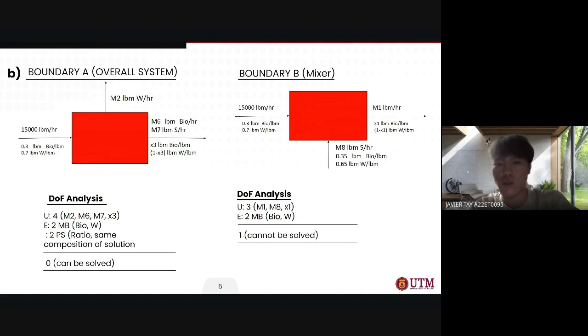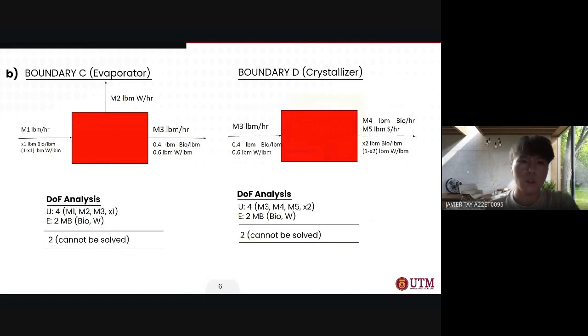So next we move to boundary B. There are 3 unknowns, M1, M8, and X1, and there are 2 material balances, which are bio and W. So 3 minus 2, we get 1, so it cannot be solved. Next is boundary C, the evaporator. There are 4 unknowns, M1, M2, M3, and X1, and 2 material balances, which are bio and W. So 4 minus 2, we get 2, so it cannot be solved.